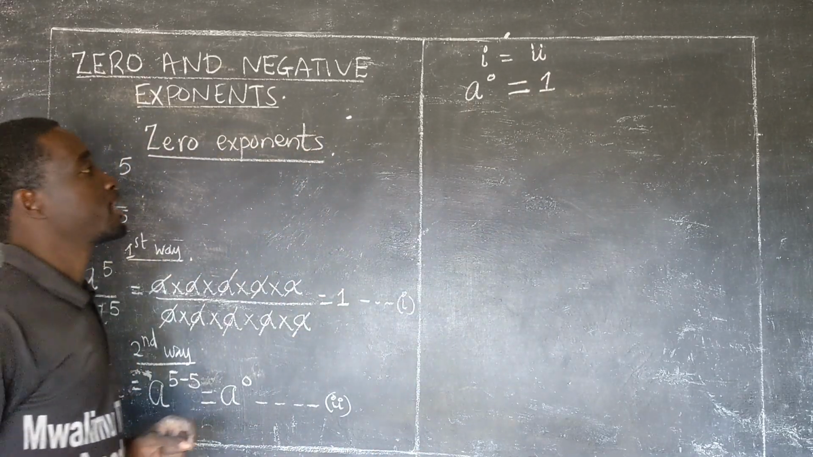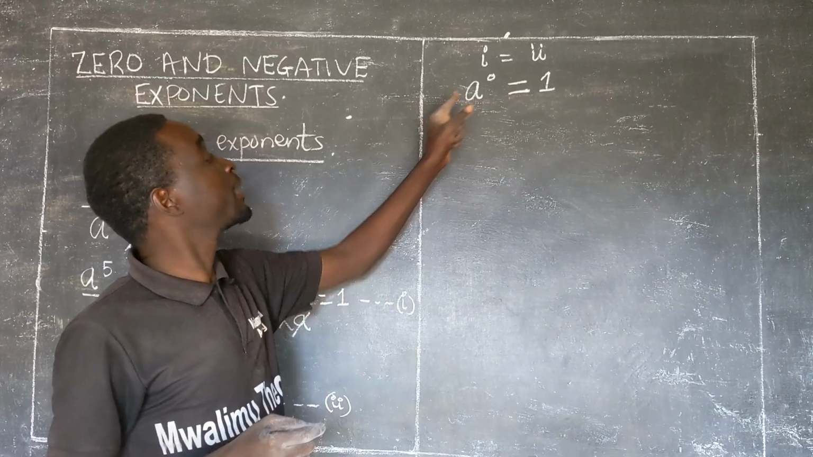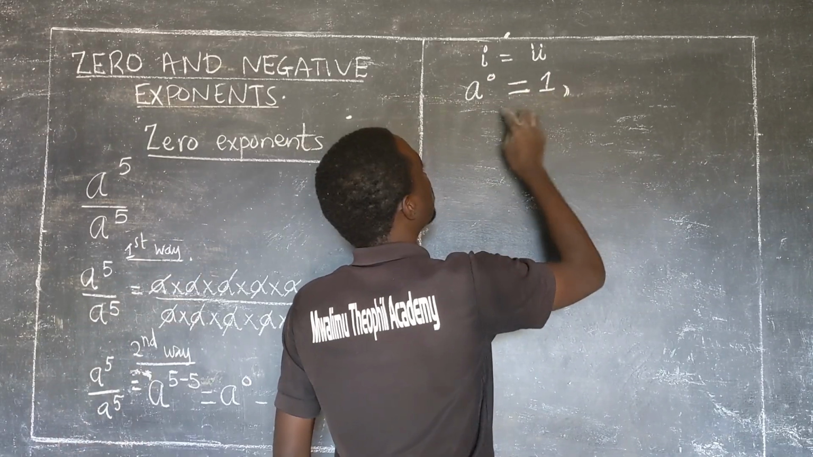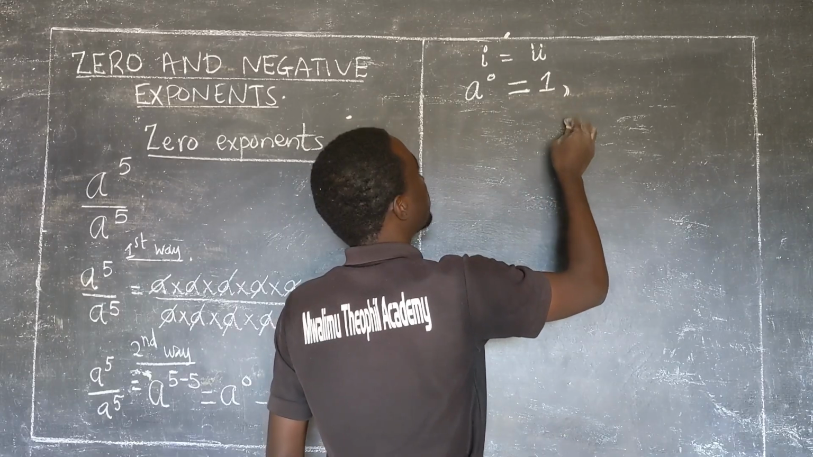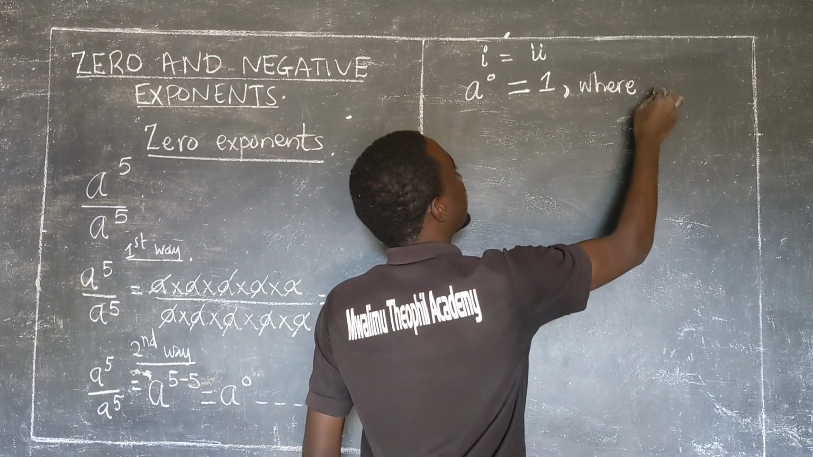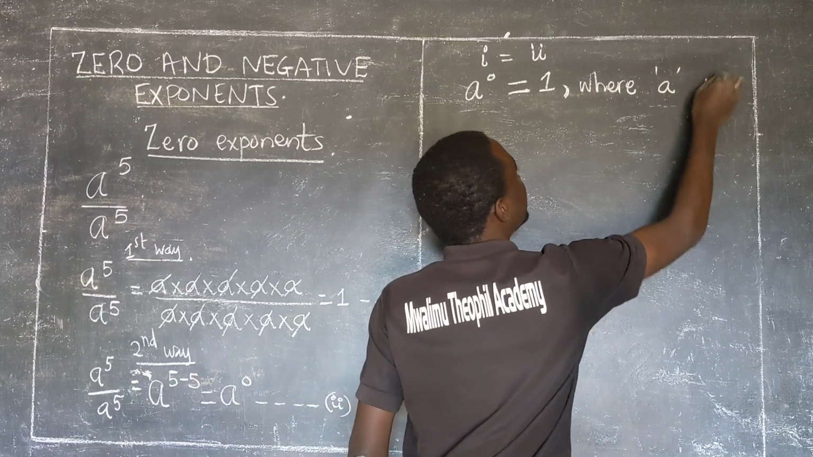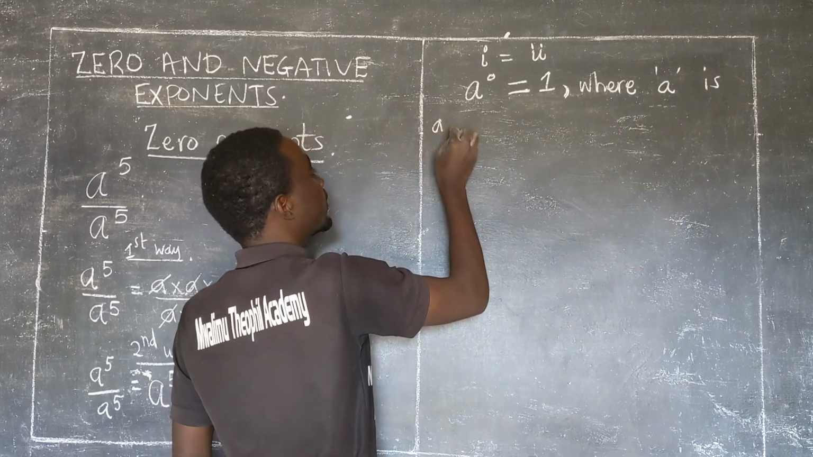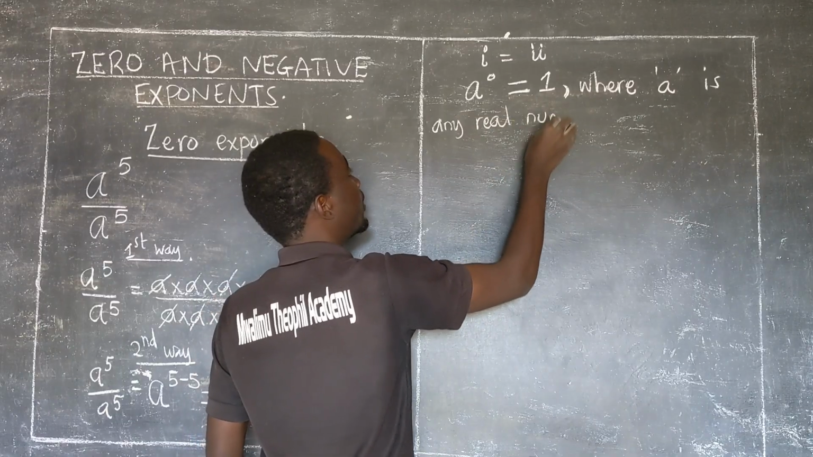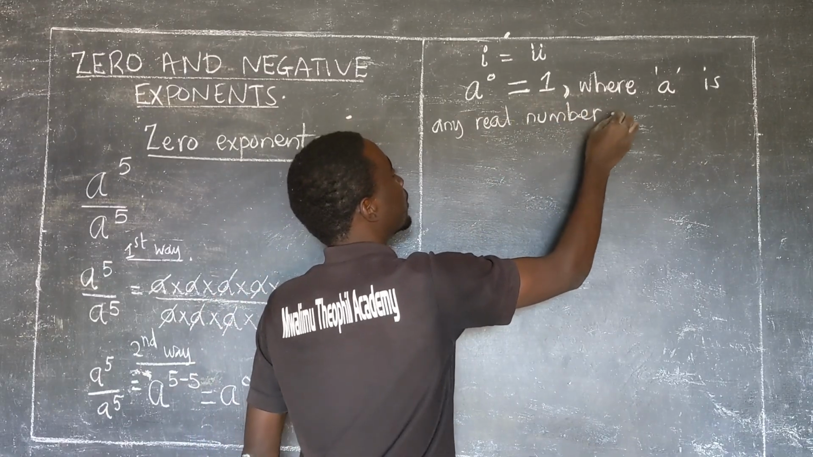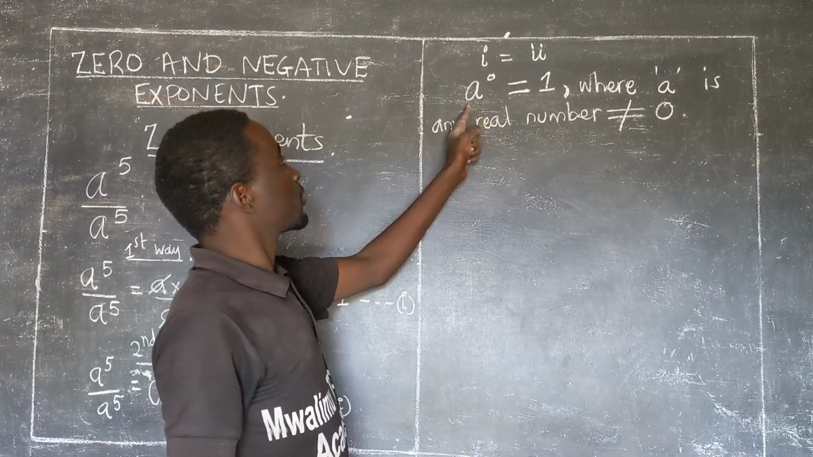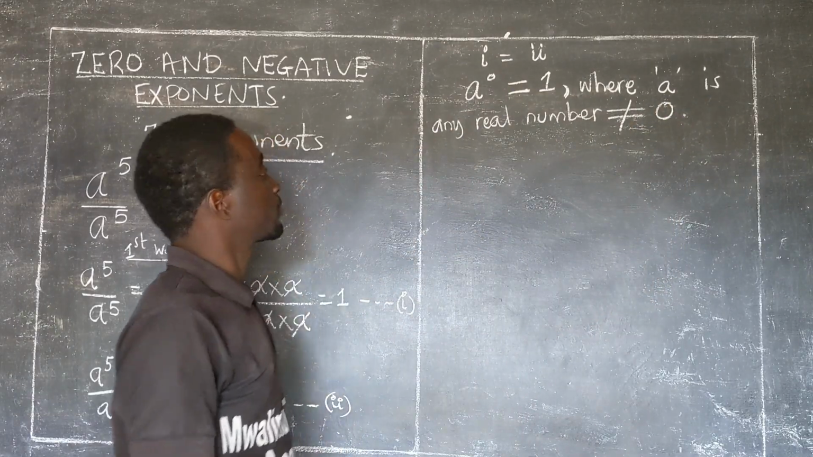So generally we say that any value except 0 raised to 0, the answer will be what? 1. So a raised to 0 will be 1, where a is a real number except 0, as 0 raised to 0 will be undefined.